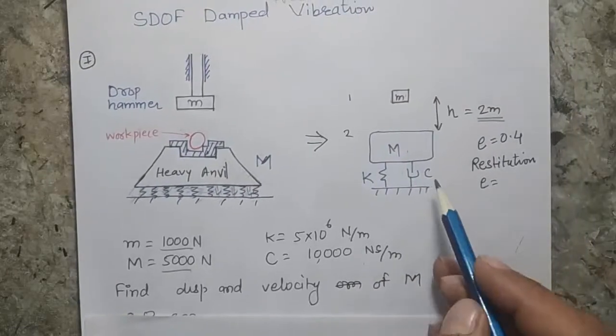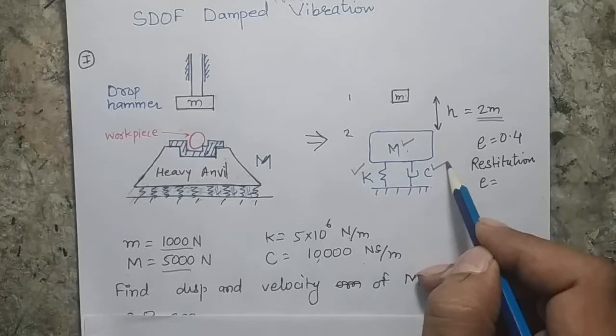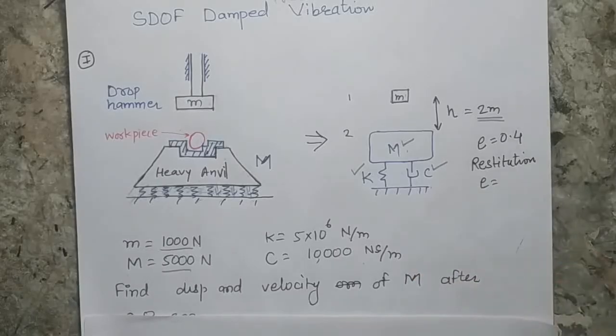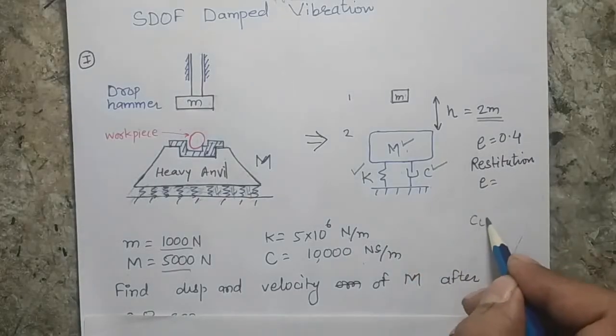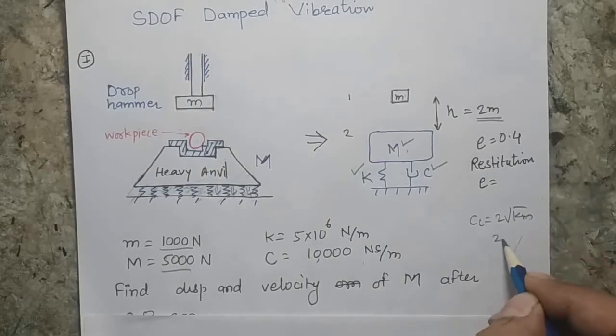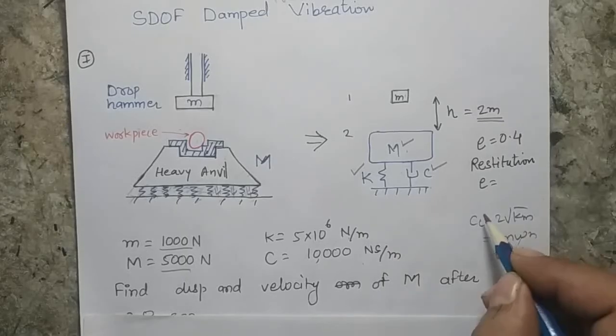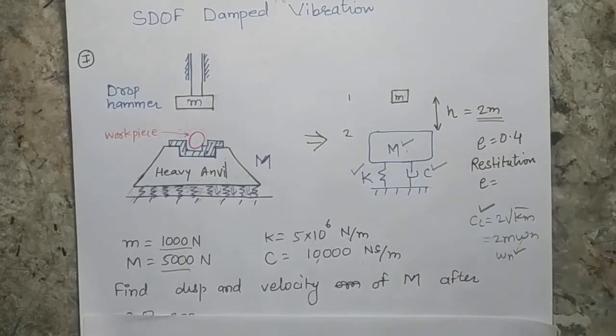Now if I go back and look here, M is given to me, K is there, C is there. If I recall, I can calculate Cc, because Cc is nothing but 2 under root Km or 2m omega n. That means I will be able to get omega n as well as Cc.